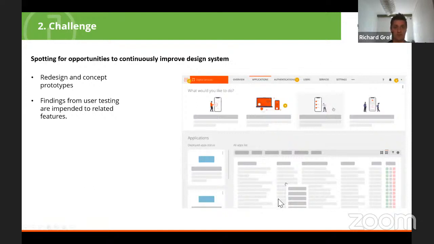Another challenge is finding good results from user testing or customer feedback, because often user testing reveals problems which are related to a whole component or pattern, but usually what happens is that it's only fixed on a particular feature in the testing scenario.